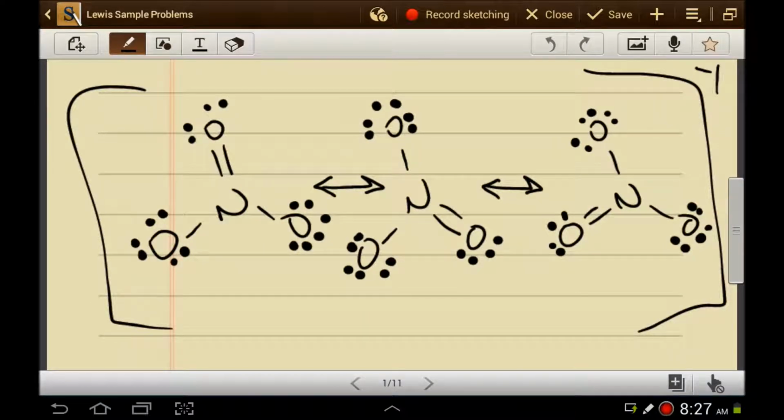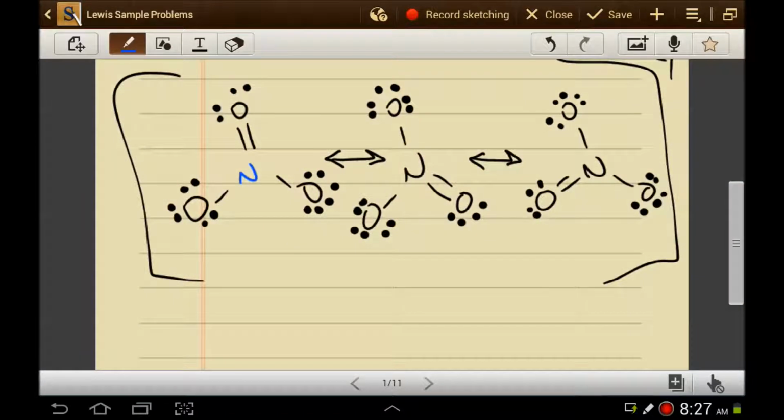Let's look at our nitrate ion and let's calculate formal charges for all of the atoms in this nitrate ion. First off, let's calculate the formal charge for that nitrogen there. The nitrogen has 5 valence electrons and it feels like it owns 1, 2, 3, 4. It feels like it owns 4 electrons, so its formal charge would be +1. So this nitrogen is experiencing a +1 formal charge.